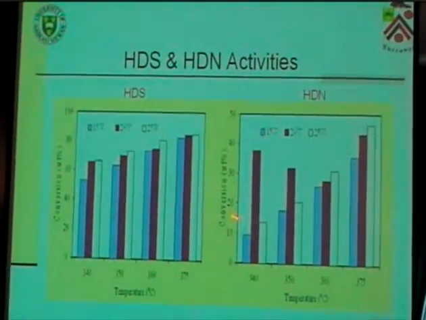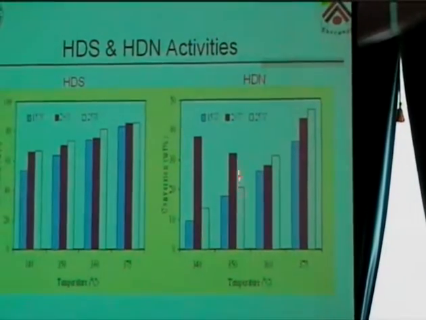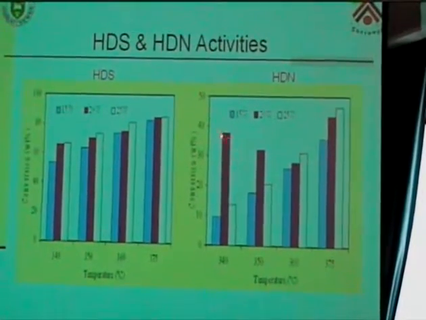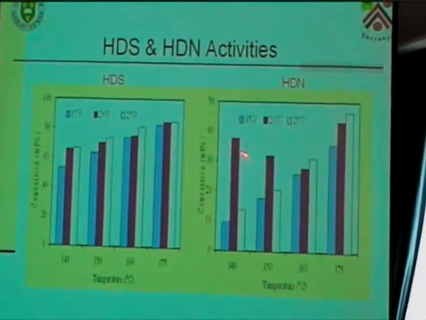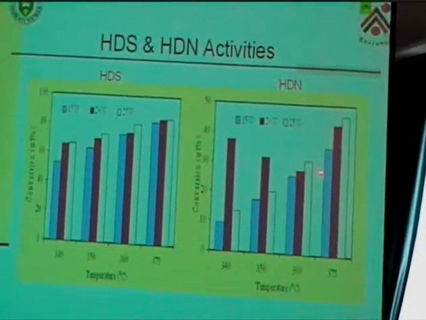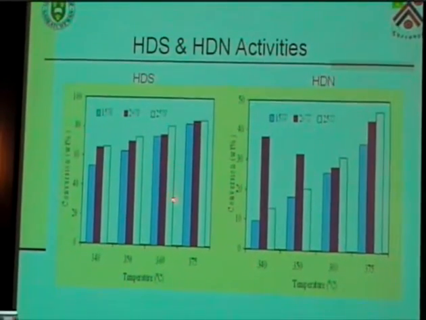However, we cannot say the same thing about HDN. At low temperatures, 20 weight percent loading seemed to have very high activity compared to even 25 weight percent. But at the high temperatures, you have a similar trend following as the HDS.